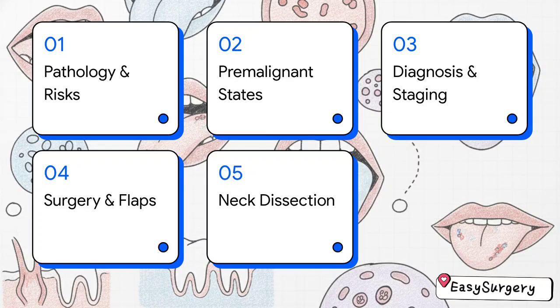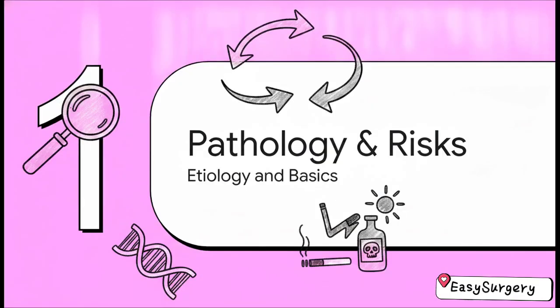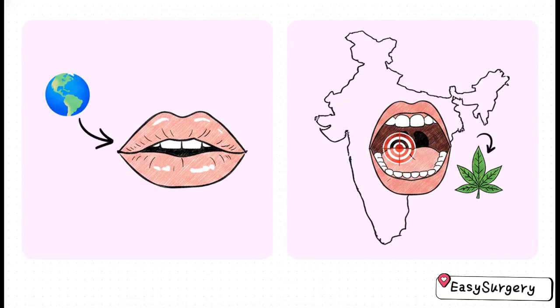Pathology and risks, premalignant states, diagnosis and staging, surgery and flaps, and finally, neck dissection. Starting off with Section 1, pathology and risks. Let's build that foundation. So, geography actually dictates pathology here.